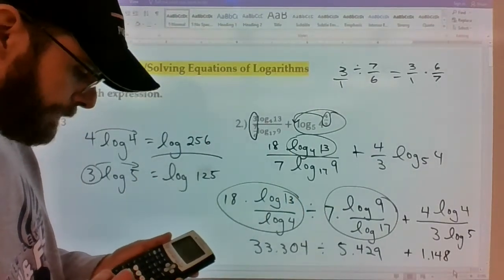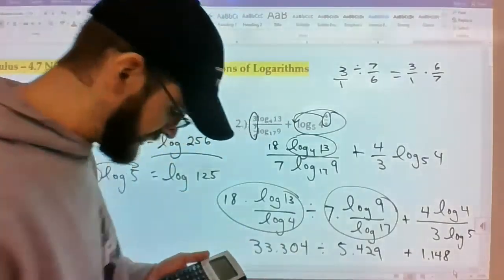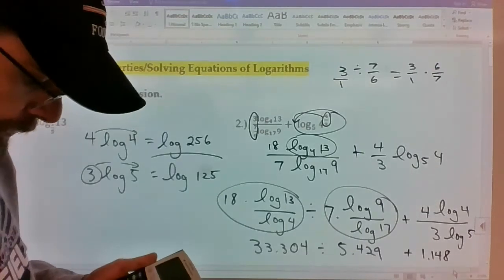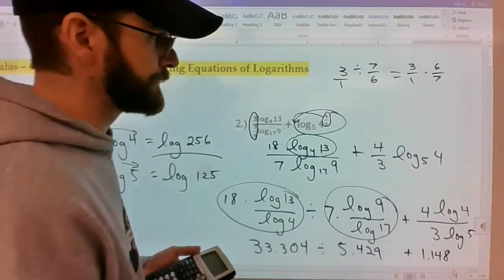So 33.304 divided by, we got to do this. Order of operations says do that first. 5.429 plus 1.148. The whole thing ends up being 7.282.